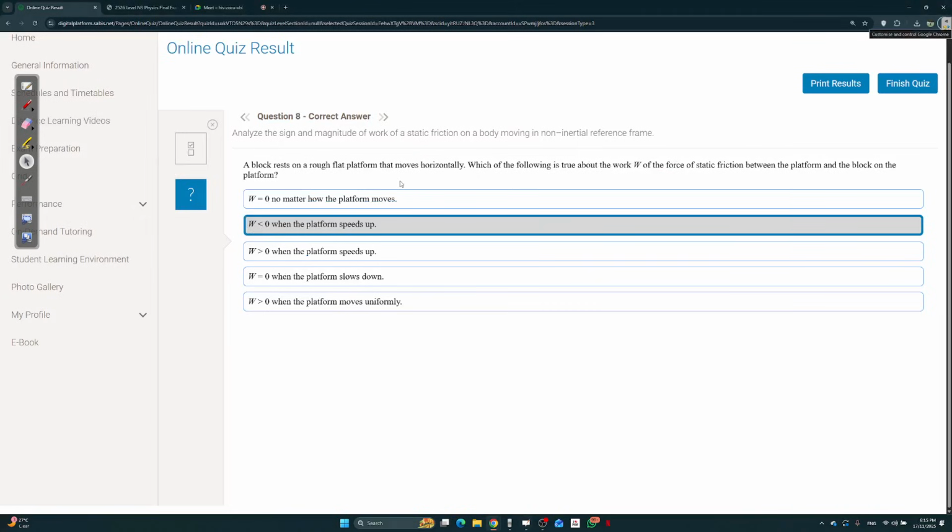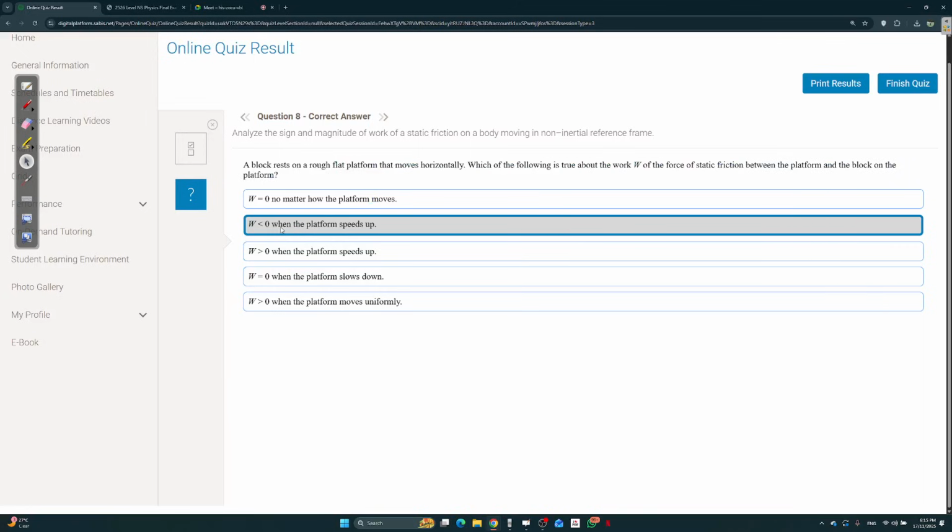Alright, over here a block rests on a rough, flat platform that moves horizontally. Which of the following is true about the work of static friction between the platform and the block? Obviously, the work done by friction is negative. Now, if it's not moving, then obviously the work done is 0. But here they're saying what's the work done by static friction?